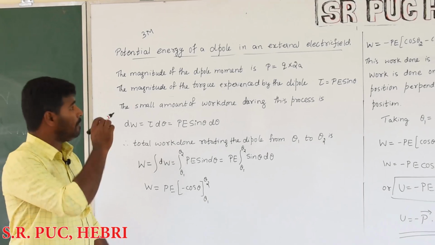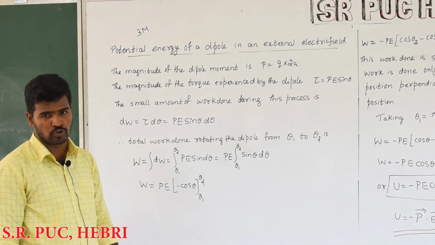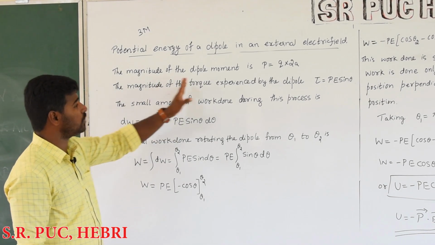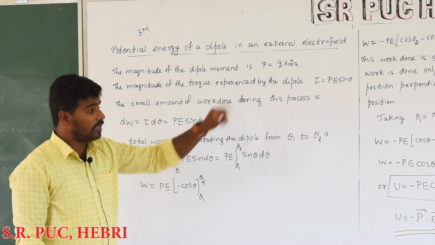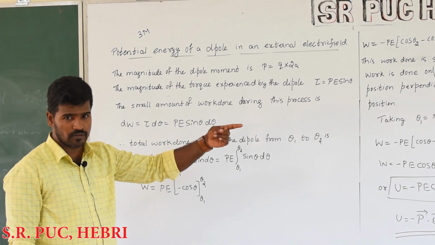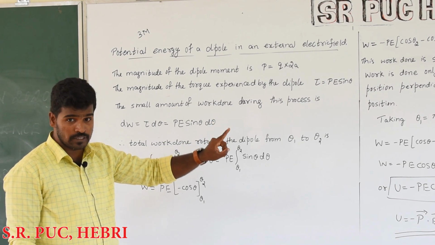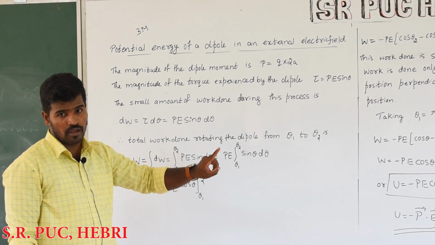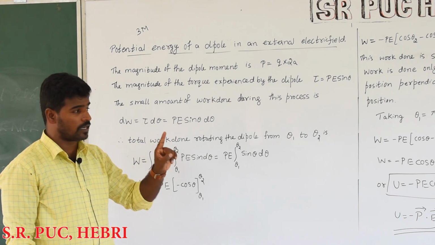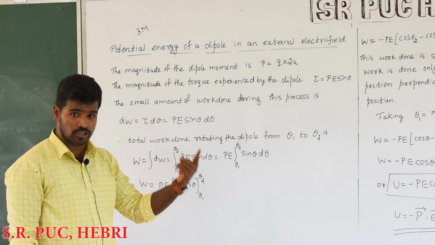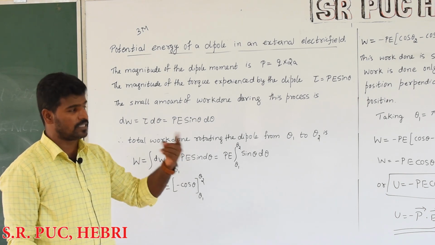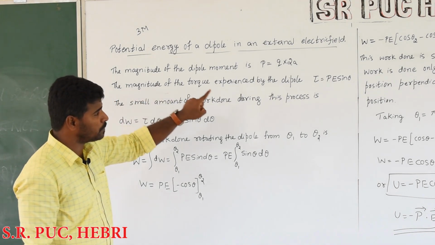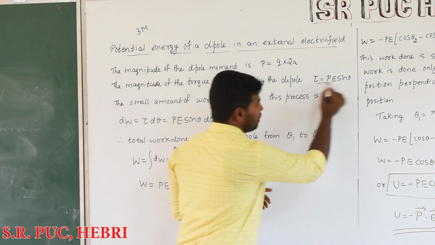Here we have written some points. First, the magnitude of the dipole moment P is equal to q into 2a, which you already know. Next, the magnitude of the torque experienced by the dipole. The net force on the dipole is 0 since the forces are equal in magnitude but opposite in direction, but it experiences a torque. That is the reason why it experiences a torque. Therefore, the torque experienced by the dipole is equal to pE sin theta.